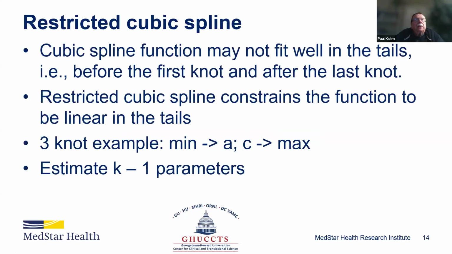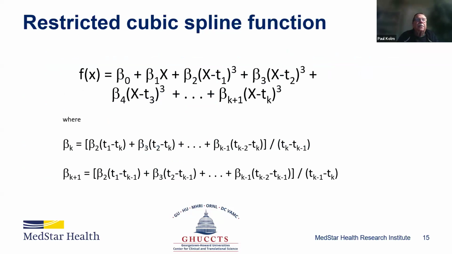Another issue that arises with cubic splines is that it might not fit as well in the tails. In other words, before the first knot and after the last knot. So now we can do what's called a restricted cubic spline that constrains the function to be linear in the tails. And so now we get an even more complicated model that for the 3-knot example will look like this.